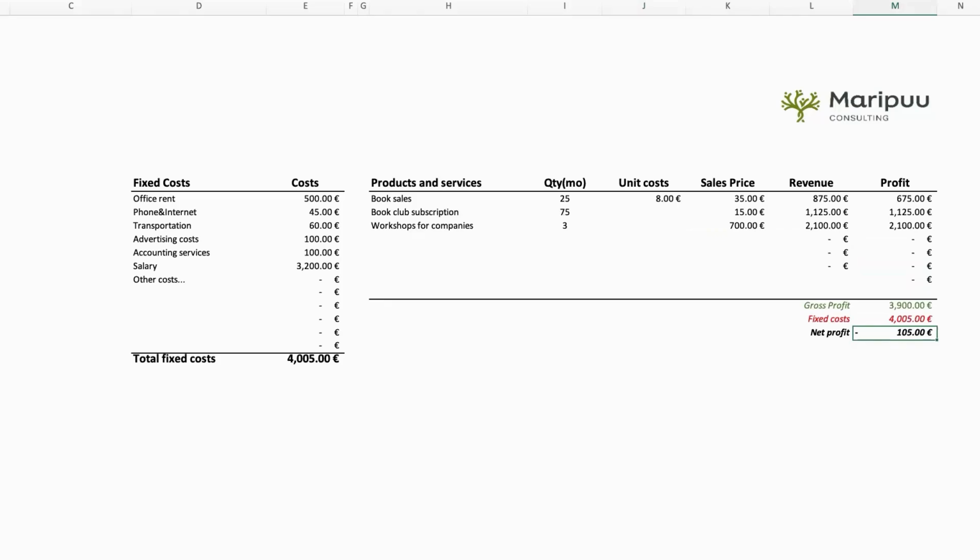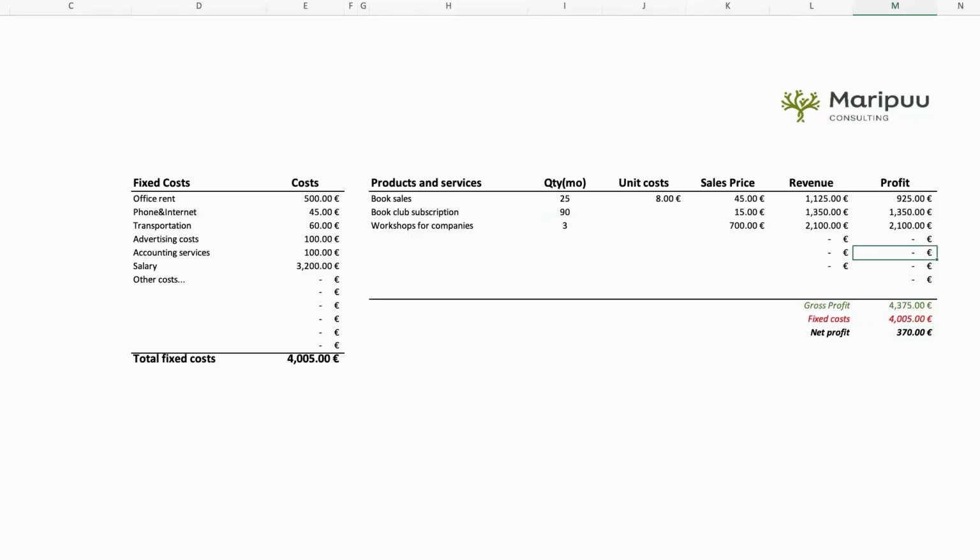Let's start adjusting something. Let's say that your book club subscription increases to 90 members. It means that your profitability and revenue has grown, and now we have reached profitability, which means that gross profit is bigger than fixed costs. Let's adjust even more. Let's say that your book is a real hit, and the sales price is not 35 but 45, which means that your gross profit is getting even bigger. And now we are on the profit side by 370 euros.